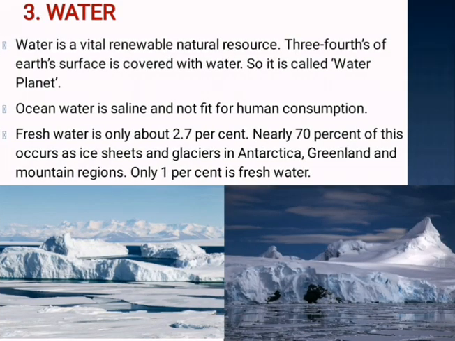The third main topic, that is water. Water is a vital renewable natural resource. 3/4 of the Earth's surface is covered with water, so it is called the water planet. The Earth is called a unique planet or the water planet or blue planet.